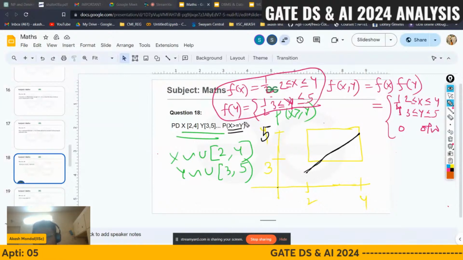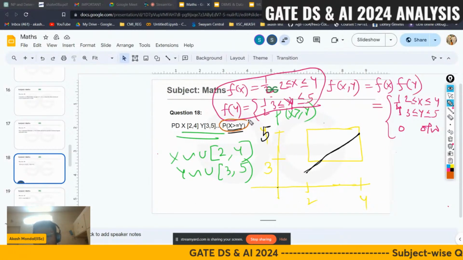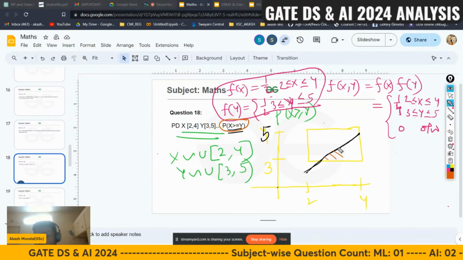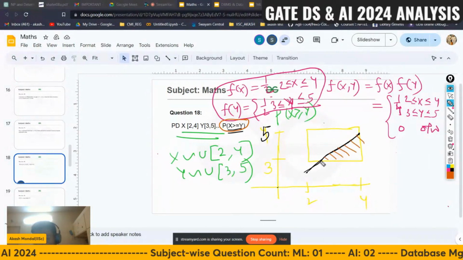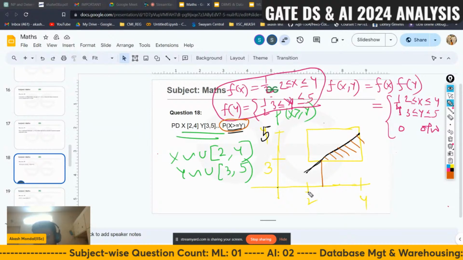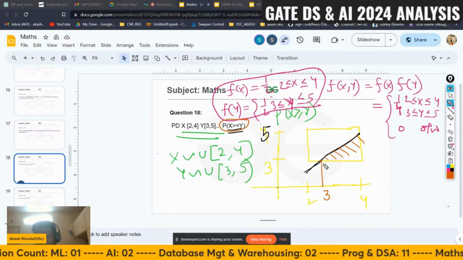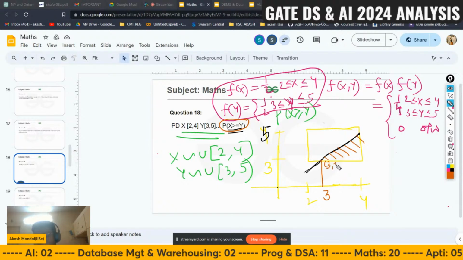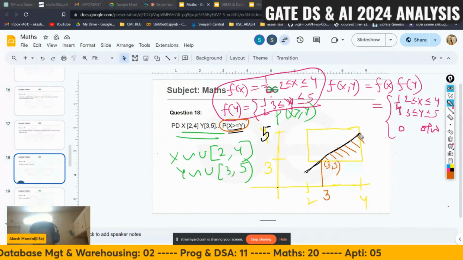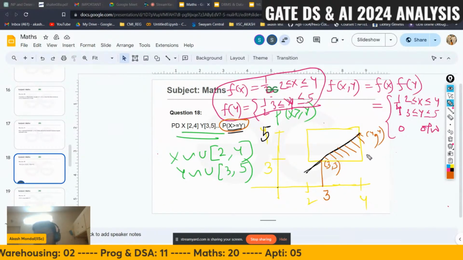Now they are asking us to compute the probability of x greater than or equal to y. X greater than or equal to y means this region. Now what is this point? This point is 3, 3. And what about this point? This point is 4, 4. Now you just need to compute this thing.